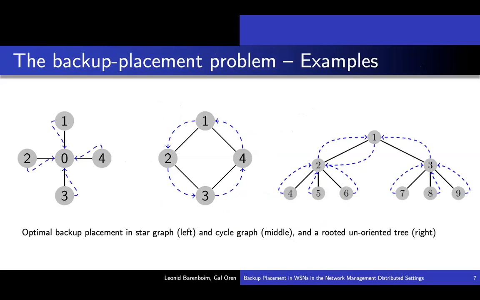On the left, you can see a star graph. The optimal solution will force all the nodes to choose the center node, besides the center node itself, to be its backup node. And by that, the maximal backup burden would be of the size of |V| minus 1, a less good result. On the right, you can see a rooted unoriented tree. The optimal solution in this case forces all the nodes to choose their parents, besides the root, to be their backup nodes. By that, the maximal load is delta.